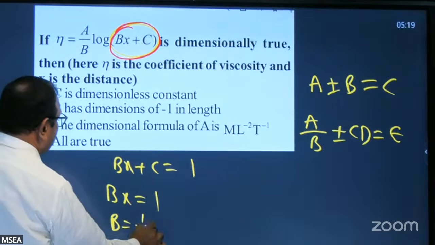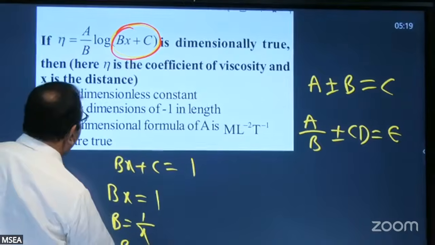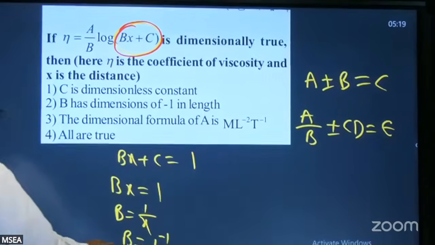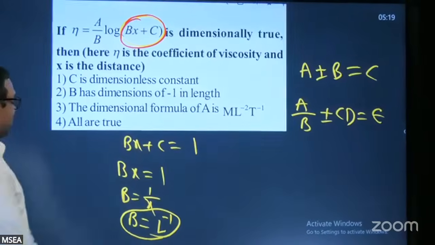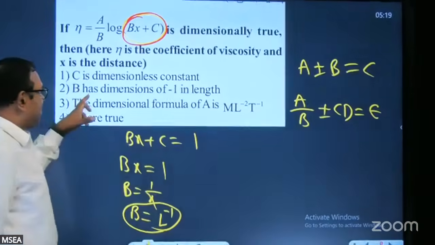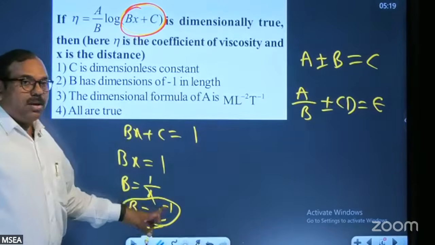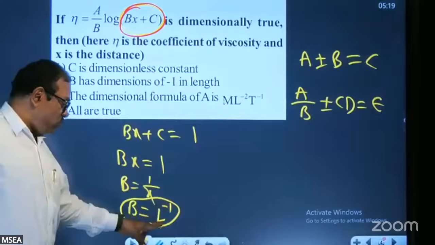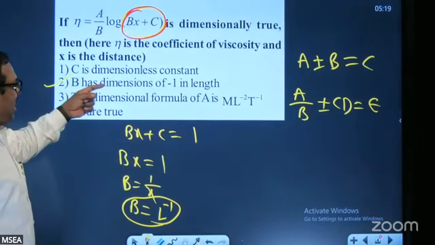Therefore, b is equal to 1 by x, which we can write as L power minus 1, since x is the distance given. So the dimension formula for b is L power minus 1. And what is given? b has dimension of minus 1 in length. Yes, that is correct. And also c is dimensionless.